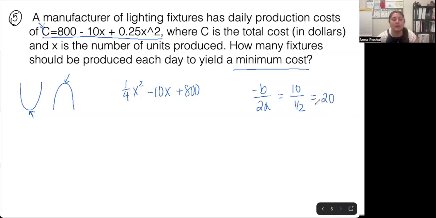20 is going to be the amount of units that we've produced, right? And so in order to find not the minimum, in order to find the amount of units that we want to produce, right? We want to know the minimum cost. Actually, it does say how many fixtures should be produced. So 20 fixtures should be produced. And if they ask what the minimum cost would be, we would take these 20 fixtures and plug it into each of these x's so that we would get the total cost of C.